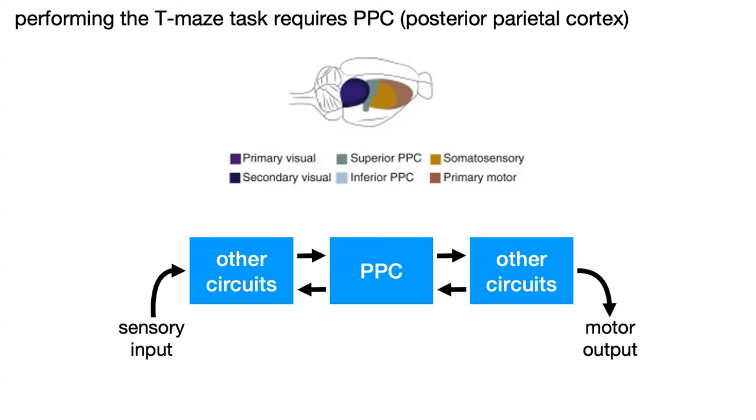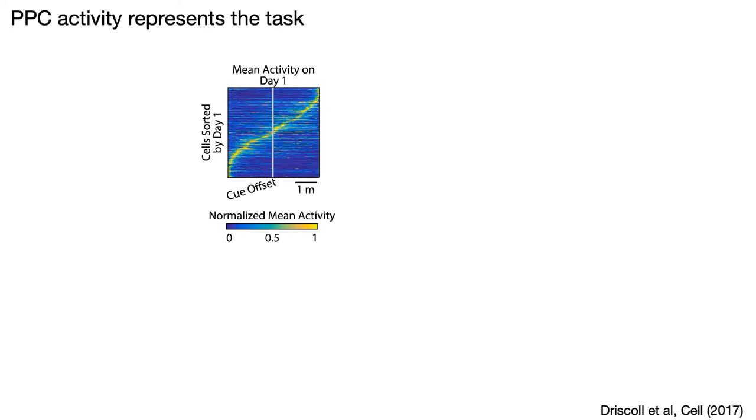Okay, and it turns out that if you lesion PPC or block it, animals can't learn and perform this task. Okay, so it's an important chunk of the brain for solving this task. So here's what she found. Importantly, the PPC activity actually represents the task in some sense.